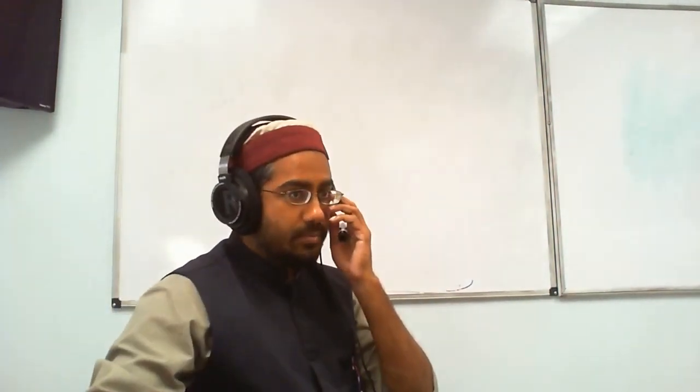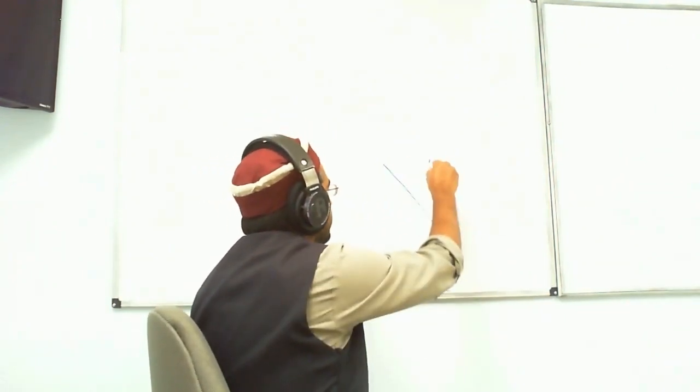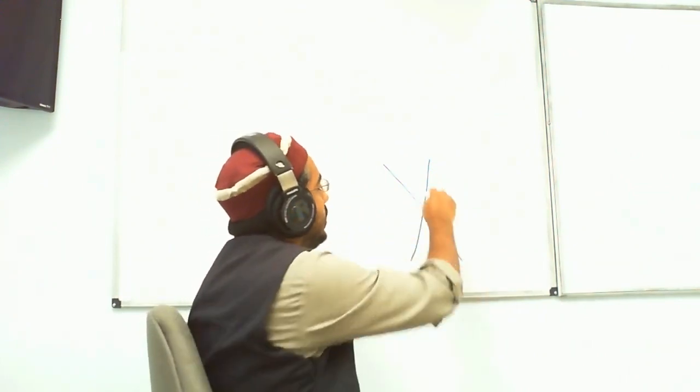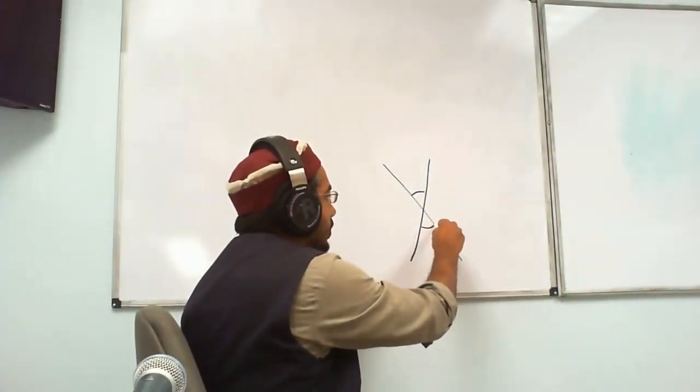All right, so first of all, we're going to talk about vertical angles. Let's suppose we have two lines that intersect. So we have two lines, we go like this, and they intersect at a point. So we have this angle over here, and this angle over here.